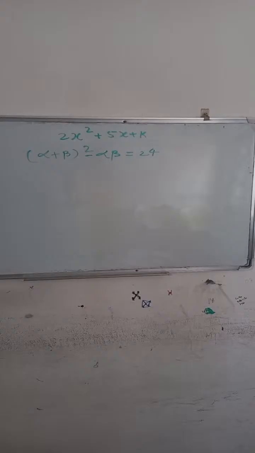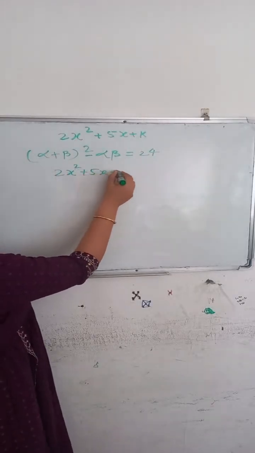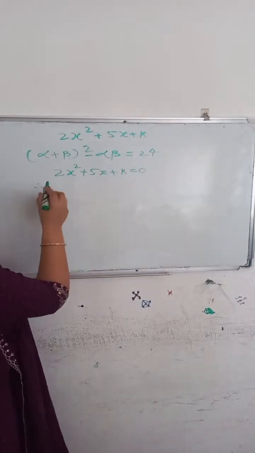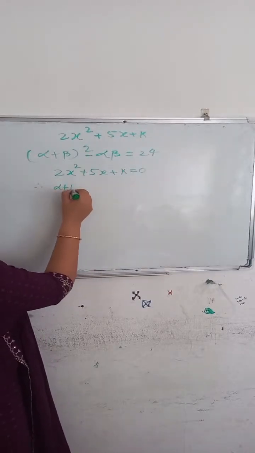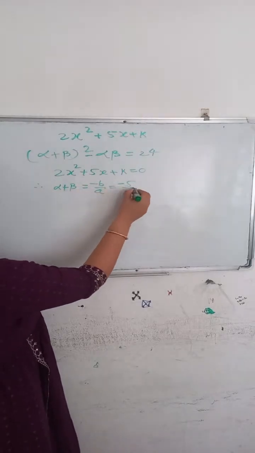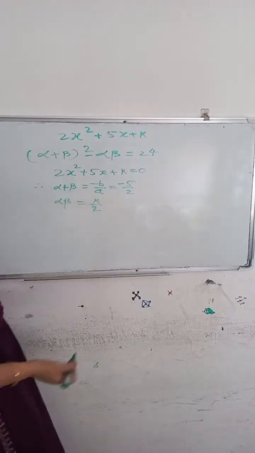How to calculate this? Check. First find out the k. So for that you can write down the equation again: 2x² plus 5x plus k is equal to 0. Therefore, you can write here alpha plus beta. Always write the formula: minus b by a, that is minus 5 by 2. Alpha into beta, that is k by 2.